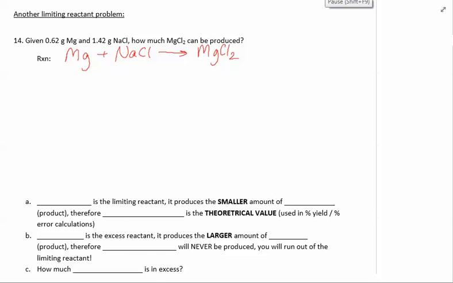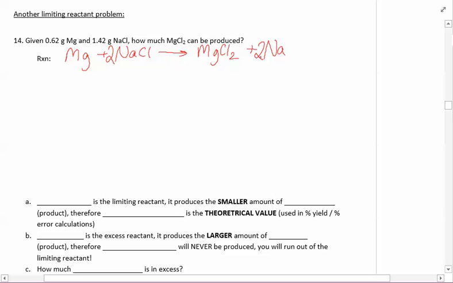So I want you to give a try to the next limiting reactant problem. You have magnesium and sodium chloride to make magnesium chloride. Right away, you should notice that the sodium is missing here. You can't have something on the reactant side and not on the product side. So you should be able to identify that it should just be sodium left over because it's a single replacement. So you need a single thing on each side. Then to balance it, you would need a 2 and a 2.